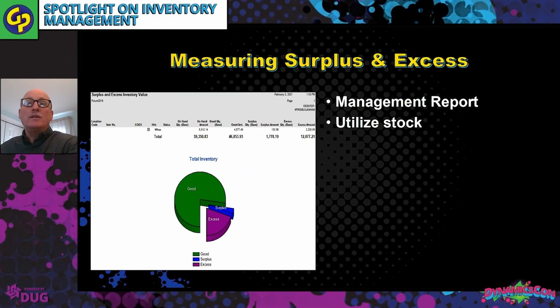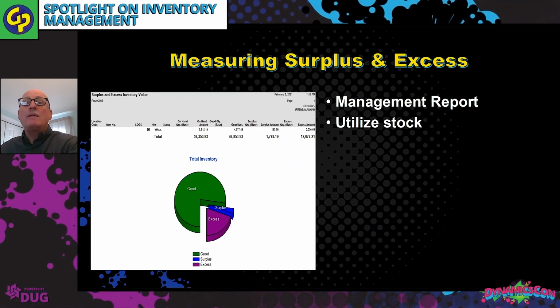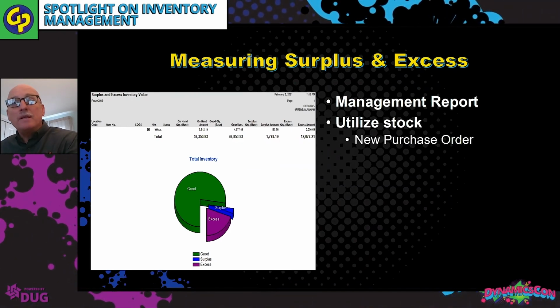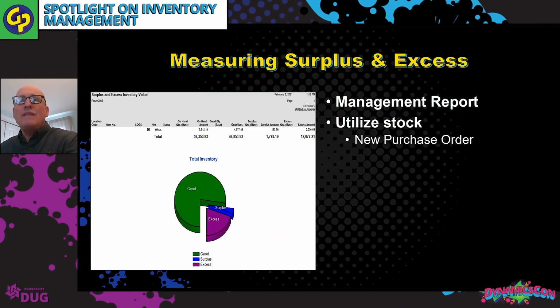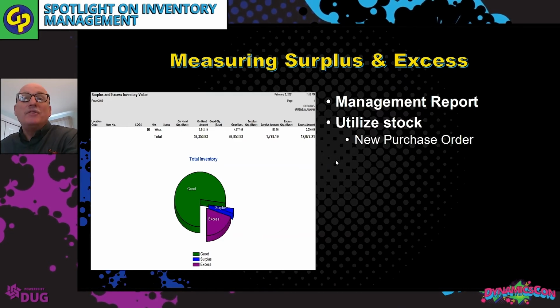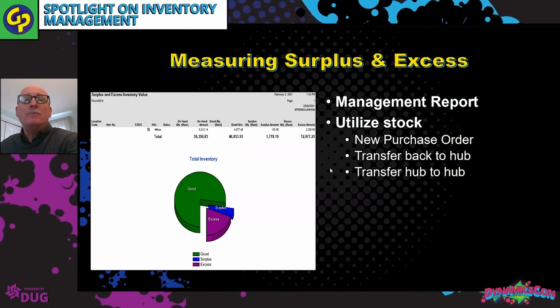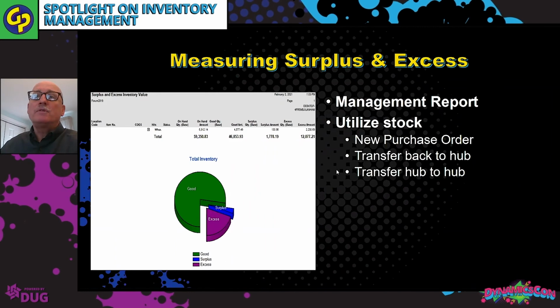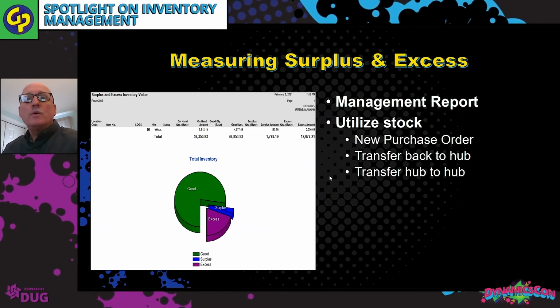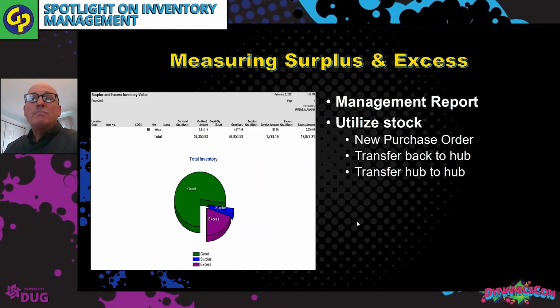The second thing we want to do is utilize that stock. We want to make it visible so that when you place a new purchase order, you don't buy inventory that you don't have to, that you apply that inventory, or that you transfer it back to the hub, or you transfer hub to hub. So that's very helpful to make sure that you're using all your inventory. So you don't want to just measure it, you want to use the inventory.